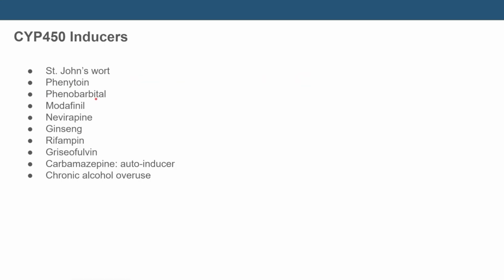We also have modafinil. So modafinil to me sounds like mode final. You can imagine this as a final boss. It's going to put the liver into the final boss mode, and it's going to make the liver very strong, and it's going to destroy every substrate and every drug in its path.